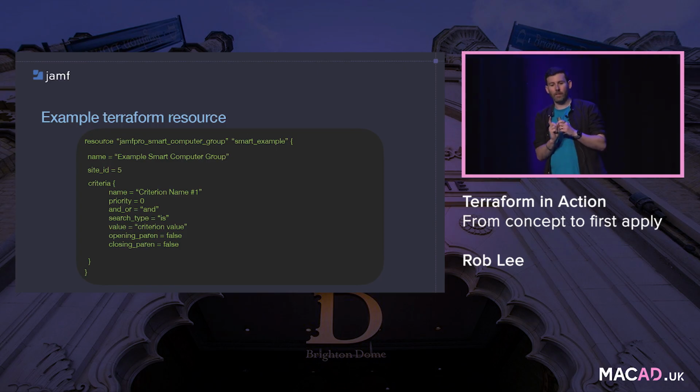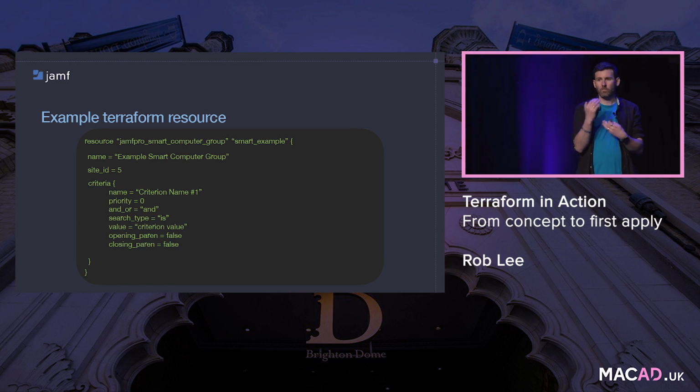Okay? After that, everything within the curly braces below is basically the content that makes up that resource. So in this case, the name that will be displayed in Jamf, whether or not it's relating to a site or not, whatever the criteria is that makes it a smart group to determine my memberships. Okay? So this is what a resource looks like. Easy to read? Make some kind of sense? Yeah? Cool.